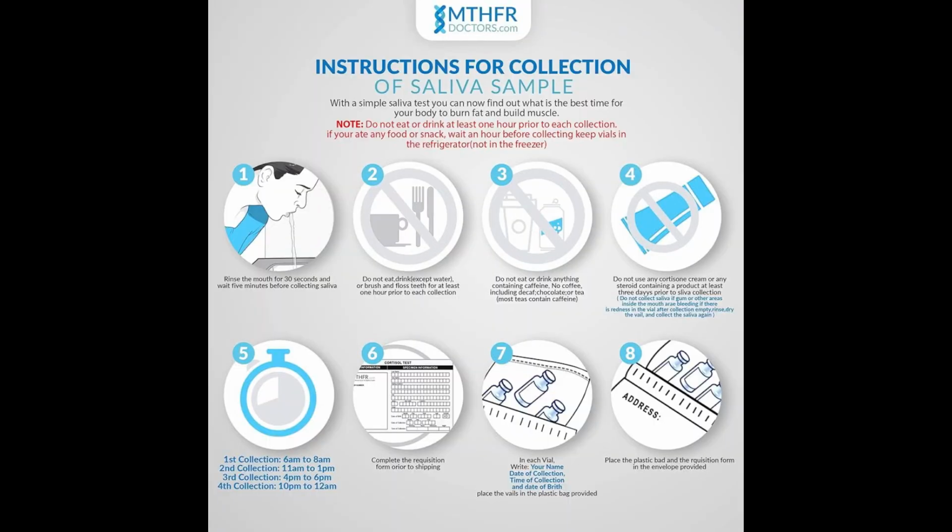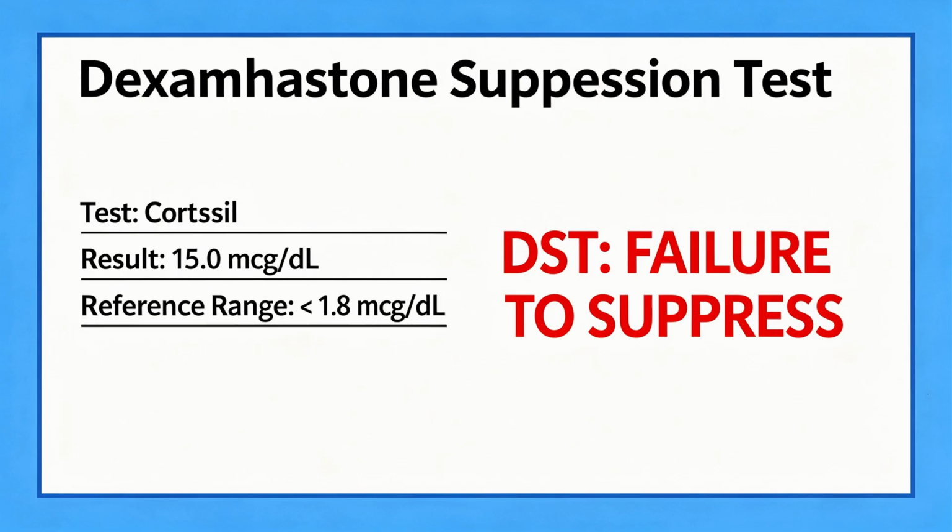Another key test is late-night salivary cortisol. Normally, cortisol drops at night, but in Cushing's, this diurnal variation is lost, showing high levels at midnight. The dexamethasone suppression test is also vital. If cortisol levels remain high after receiving dexamethasone, it confirms the diagnosis of hypercortisolism.